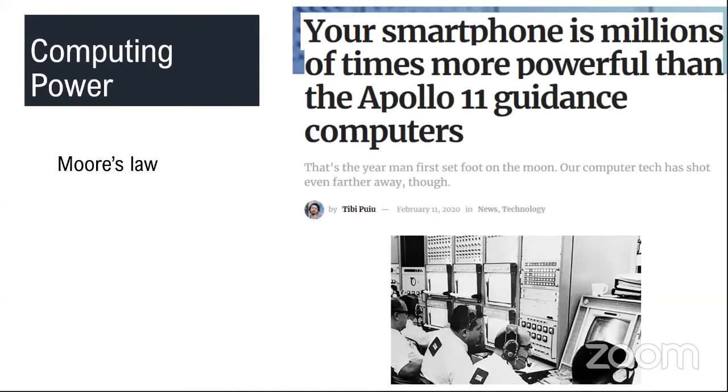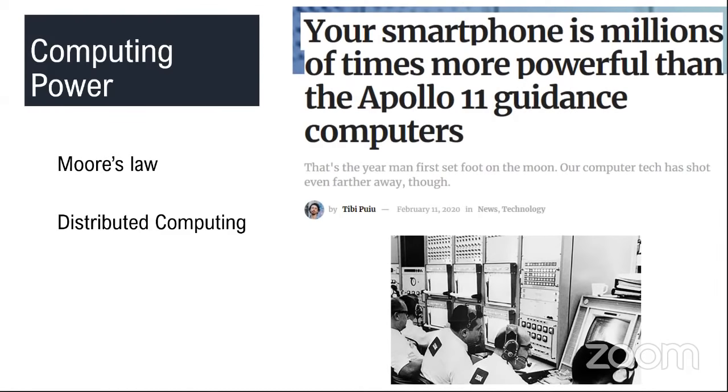So this news article, right? Even the headline sends the right message. Actually, your smartphone is millions of times more powerful than Apollo 11's guidance computers, right? So we may decide to use our pocket computers only to poke our friends in Facebook, but it is still a very, very capable computer.